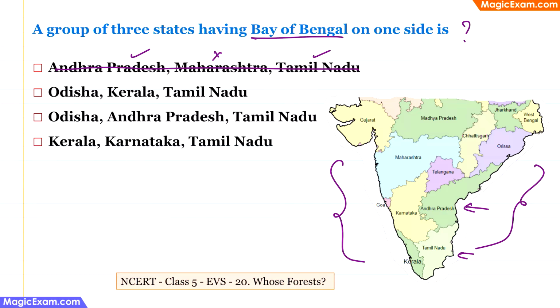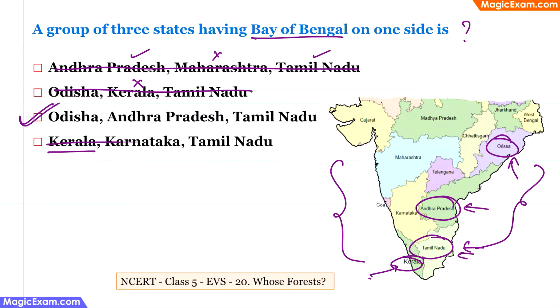The next one is Odisha, Kerala and Tamil Nadu. Here again, Odisha and Tamil Nadu are adjacent to the Bay of Bengal, but Kerala is adjacent to the Arabian Sea. Therefore, this makes it an incorrect option. The third one is Odisha, Andhra Pradesh and Tamil Nadu. This is a correct answer because Odisha, Andhra Pradesh and Tamil Nadu are towards the Bay of Bengal. Therefore, this is the correct answer. The last option says Kerala, Karnataka and Tamil Nadu. As we discussed, Kerala falls towards the Arabian Sea. Therefore, this makes it an incorrect option.